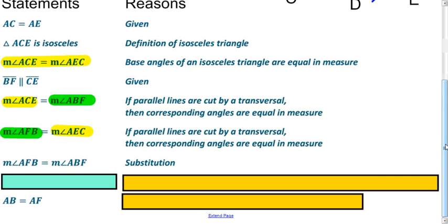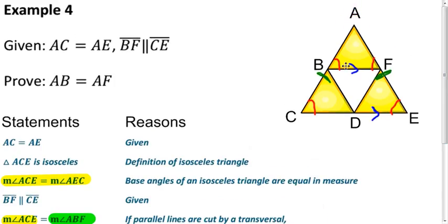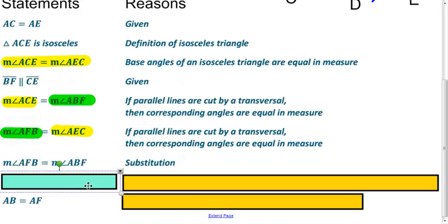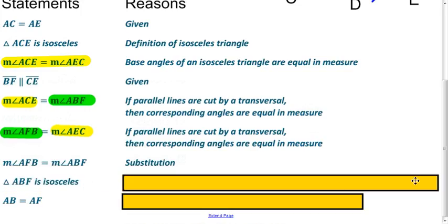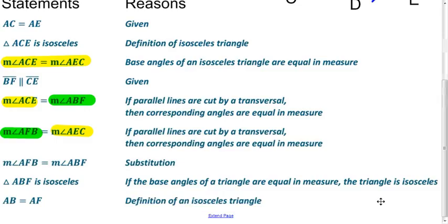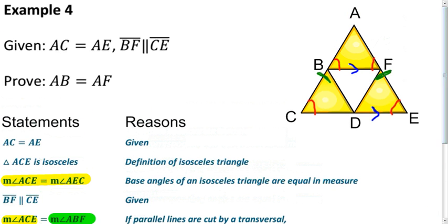So now that we have that, what can we say about the triangle? Well, the base angles are congruent, so we know that those legs are congruent, so we must have an isosceles triangle. So your triangle is isosceles now. And since it's isosceles, you know that those legs are congruent by the definition. So that's what we wanted to prove.